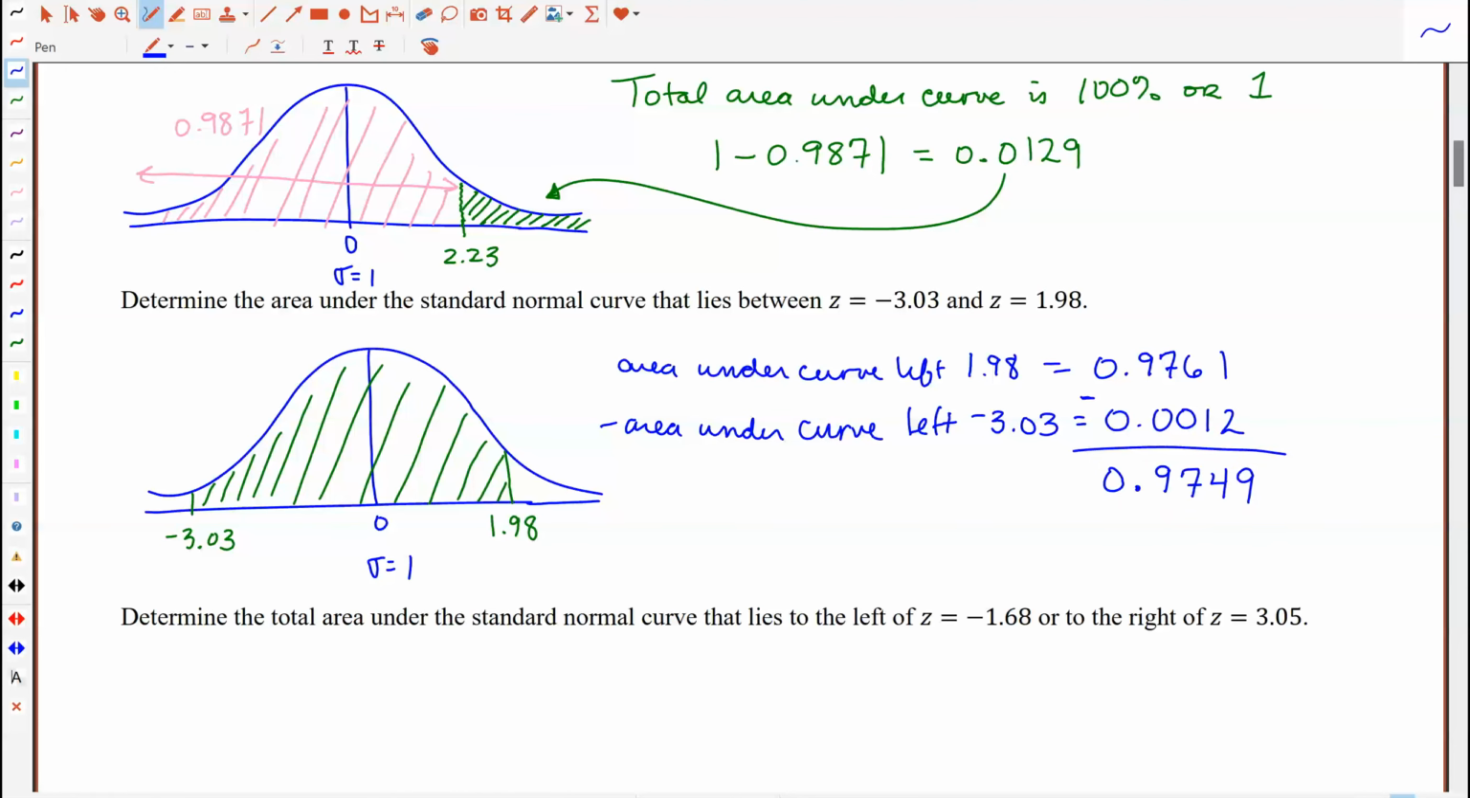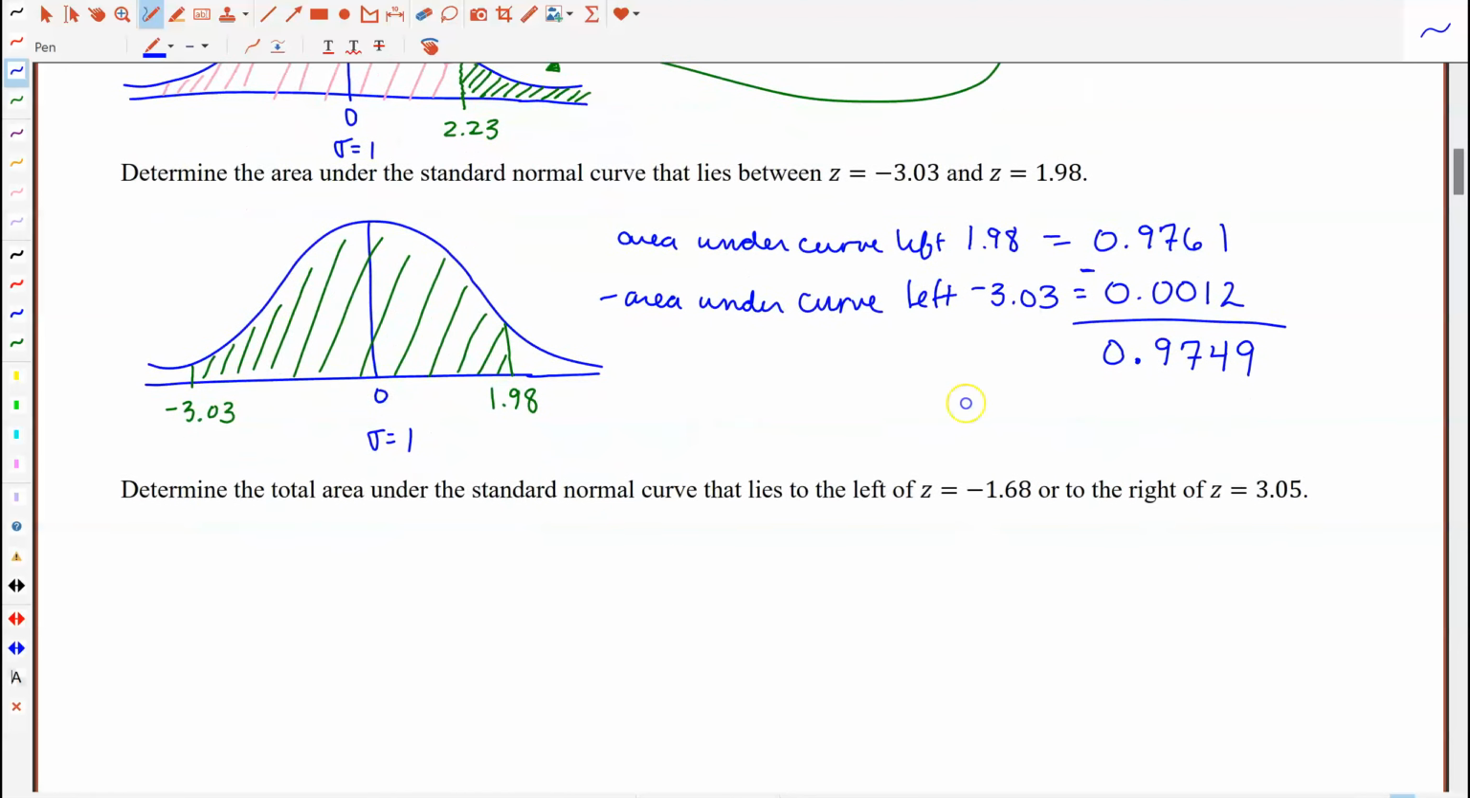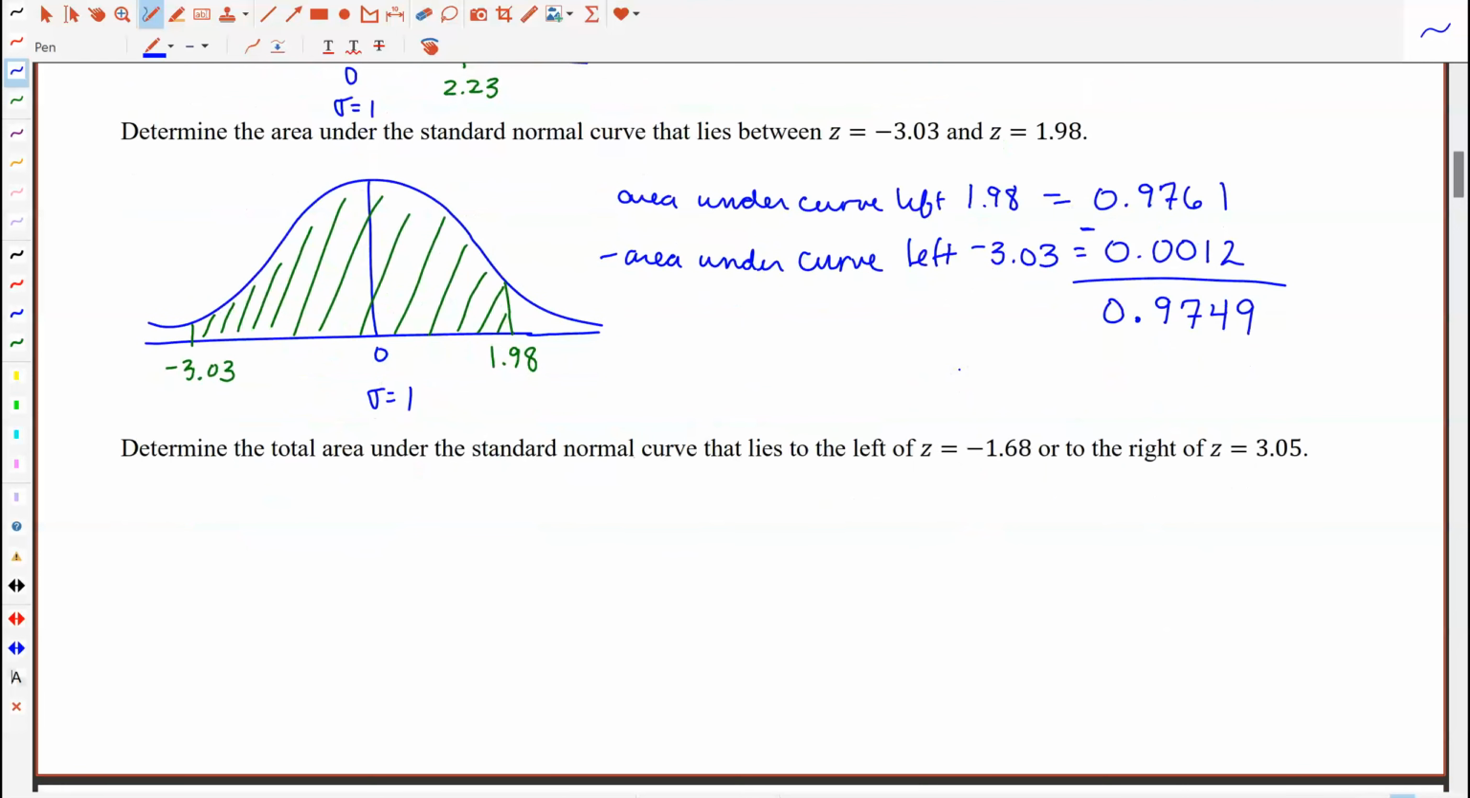All right, very good. So let's take a look at one more example. This one's going to be a little bit different. This one is: determine the total area under the standard normal curve that lies to the left of z equal to negative 1.68 or to the right of z equal to 3.05.